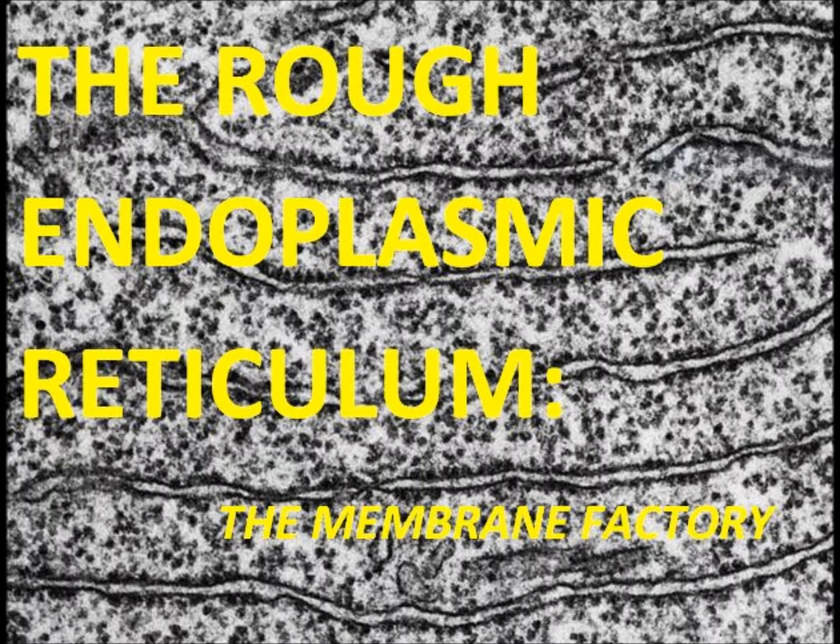The rough endoplasmic reticulum. The rough ER manufactures enzymes and secreted proteins. It also acts as a membrane factory for the cell. The surface of the rough ER is studded with protein manufacturing ribosomes, giving it a rough appearance.